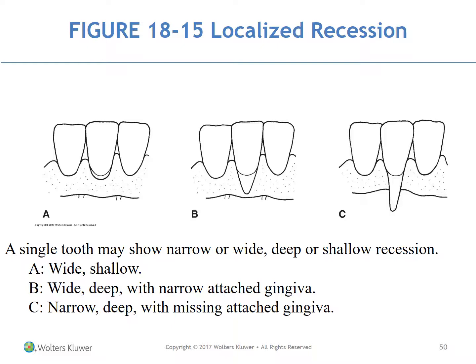It's narrow but deep with narrow attached gingiva. And that means right here, we don't have a lot of attachment before we get to that mucogingival junction. Then we have narrow and deep with missing attached gingiva. There's nothing attaching it here. Okay, so this is a problem.